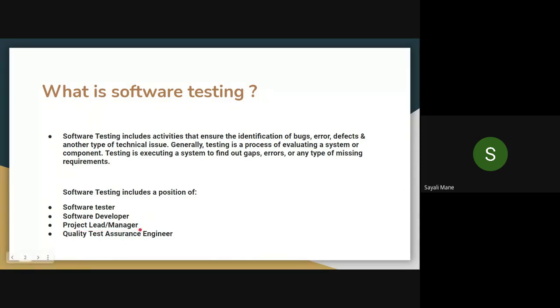Project lead or manager. Project lead or manager means what? They check whether everything is working in the correct time, everything is under the budget, and whether your requirements are meeting the client's expectations or not. And then the last one is the quality assurance engineer. This is also a role where they check the quality of the software. The quality has to be good, it has to be perfect.